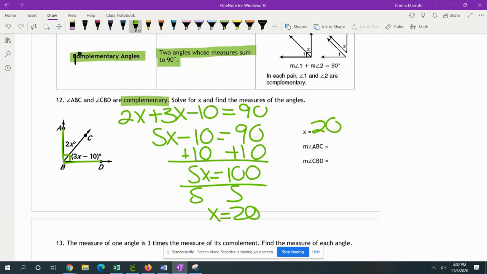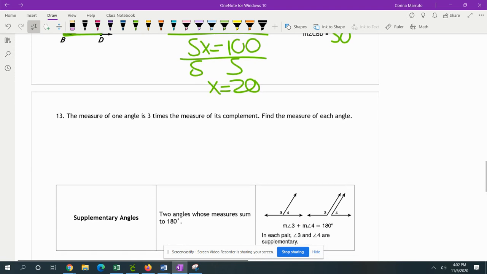So now that I found what x is, I'm going to go ahead and plug it in. 2 times 20 gives us 40, so that means this angle is 40. So this is ABC. ABC is 40. And then CBD is this other one, so our x is 20, so 3 times 20 is 60, minus 10 is 50.